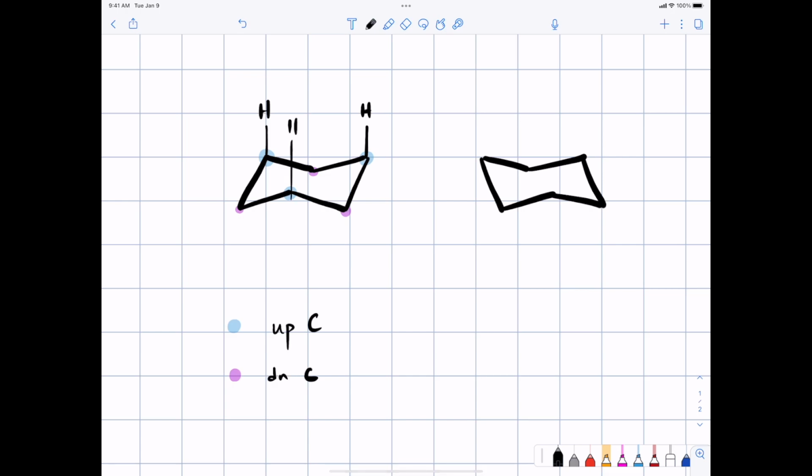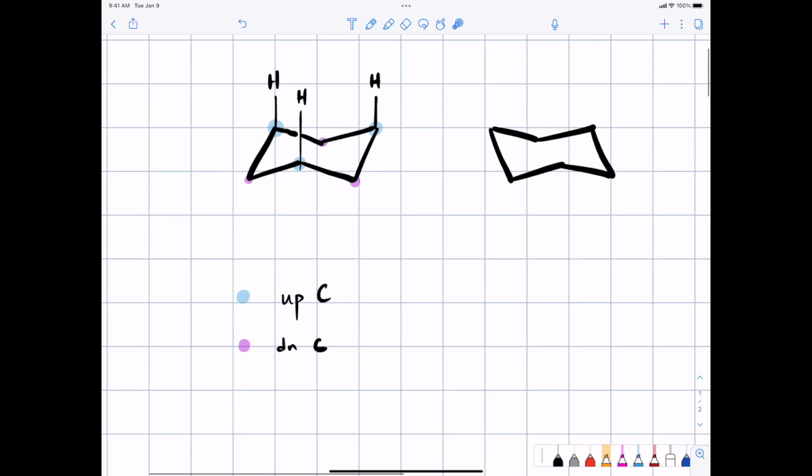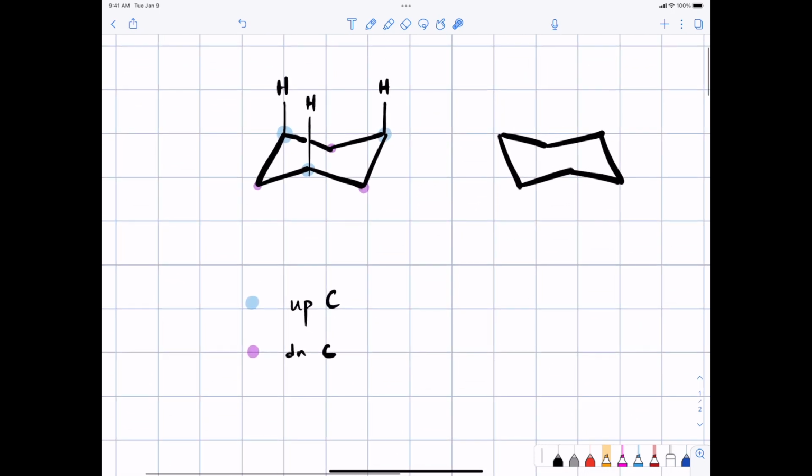And here's where you have to get a little creative. If you want, you can even do this kind of thing to indicate that this bond here in the front is in front of the carbon bond in the back. That's fine. Now we're going to draw in the down axial substituents. And again, we start with the down carbons and angle things downward. Right?